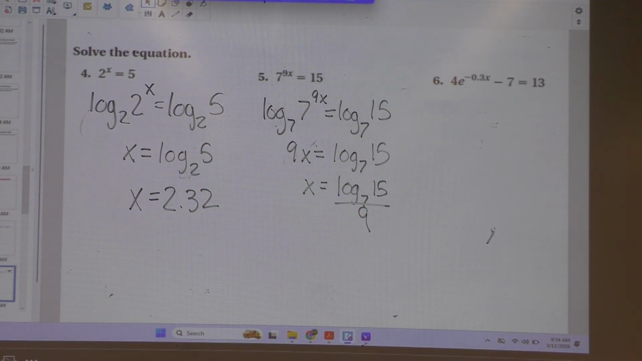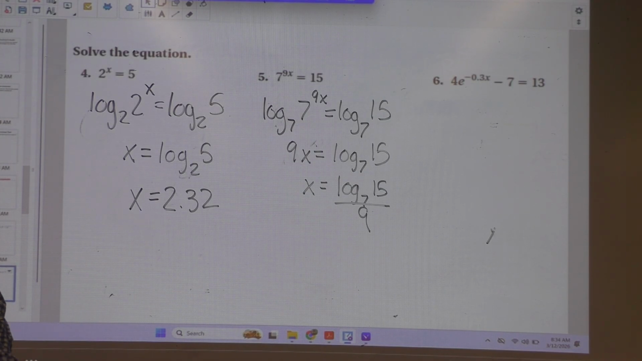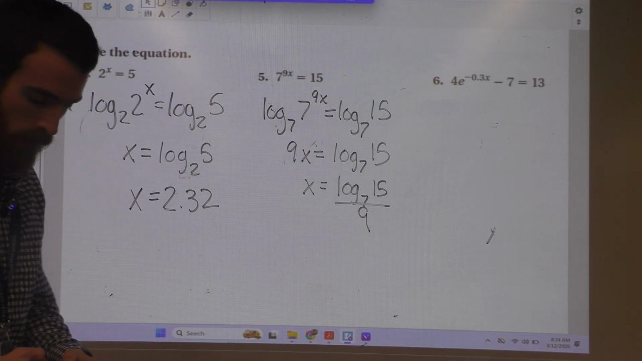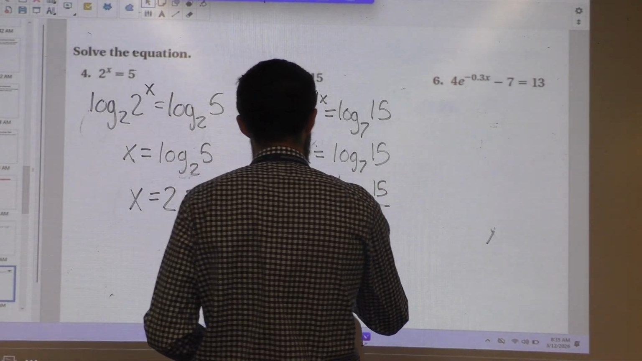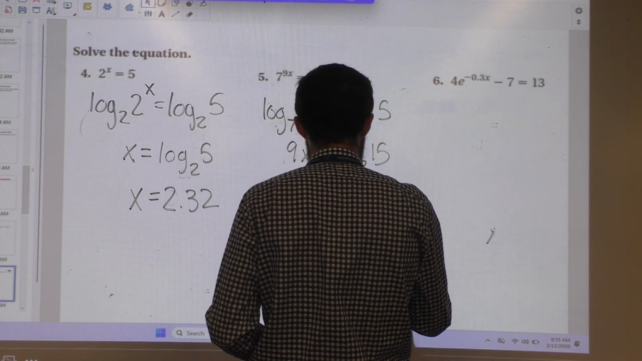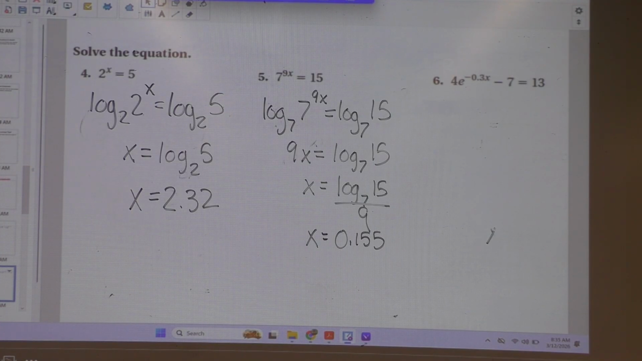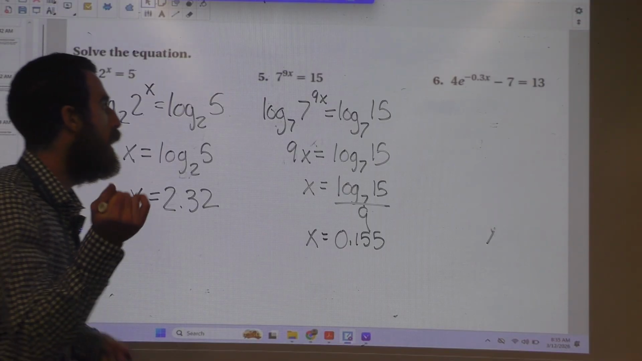All right, same deal. Log base 7 to cancel that out, cancels out the 7. 9x equals log base 7 of 15. Divide by 9. Log base 7 of 15 divided by 9 is 0.155. In general, the rule with rounding right now is just don't round till the final answer, and give me enough decimals that I can tell what the number is. Don't make this 0 or something like that. Okay.